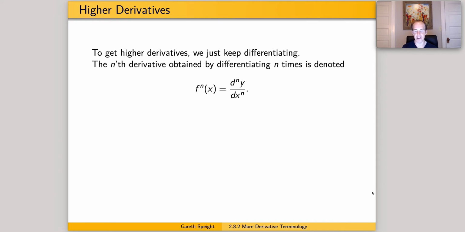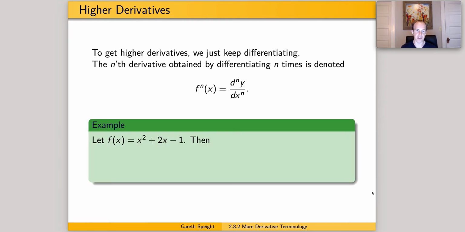You can differentiate as many times as you like, or at least try to, if the function still remains differentiable. So for instance, here is a simple example. F is the polynomial x squared plus 2x minus 1. And then as you can check using the limit definition, f prime becomes 2x plus 2.